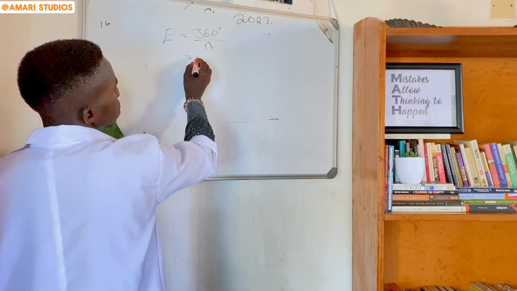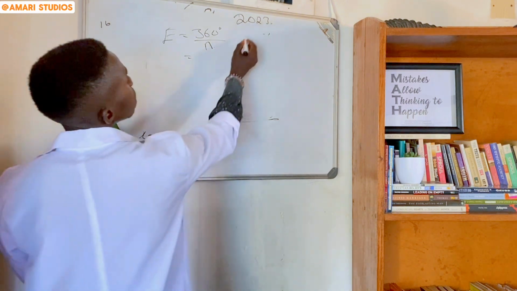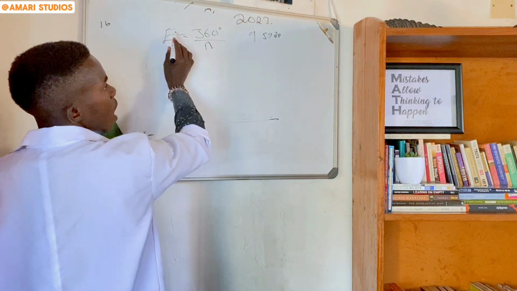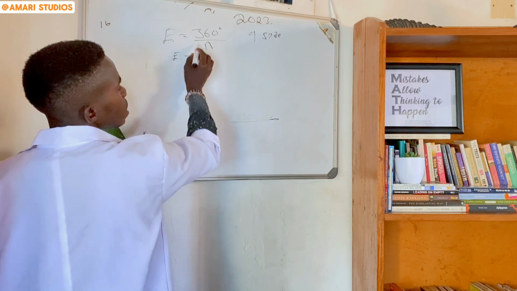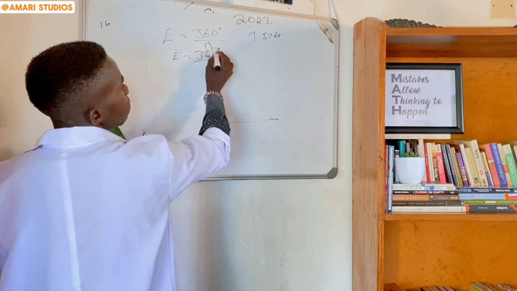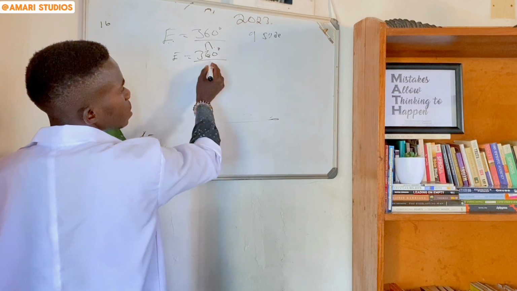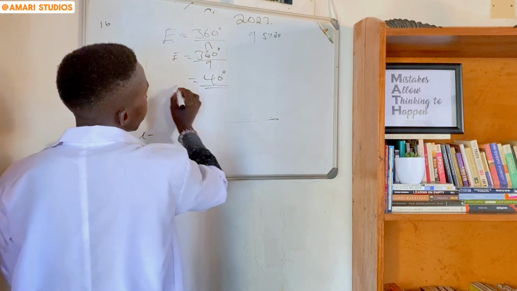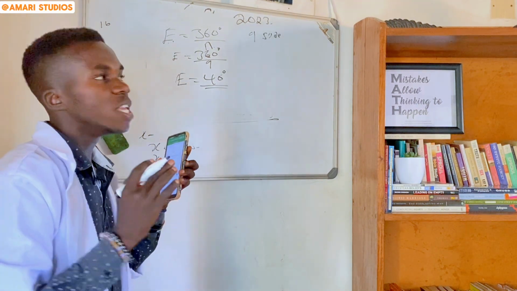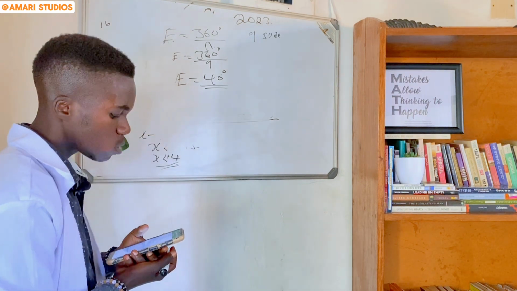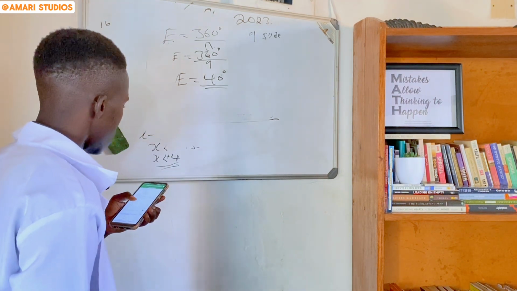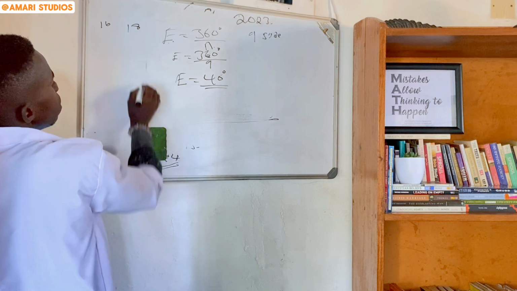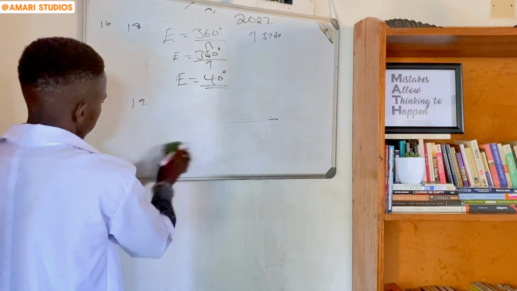So now we are trying to find the exterior angle. The question said a regular polygon has 9 sides. So where there is n, you're going to replace it with 9. Meaning that exterior angle, E, is equal to 360 degrees divided by our number of sides, which in this case is 9. When you divide those two numbers, you're going to have 40 degrees as your final answer, meaning that the exterior angle of this regular polygon is 40 degrees. So we move on to the next question. This was question 18. We move on to question 19.